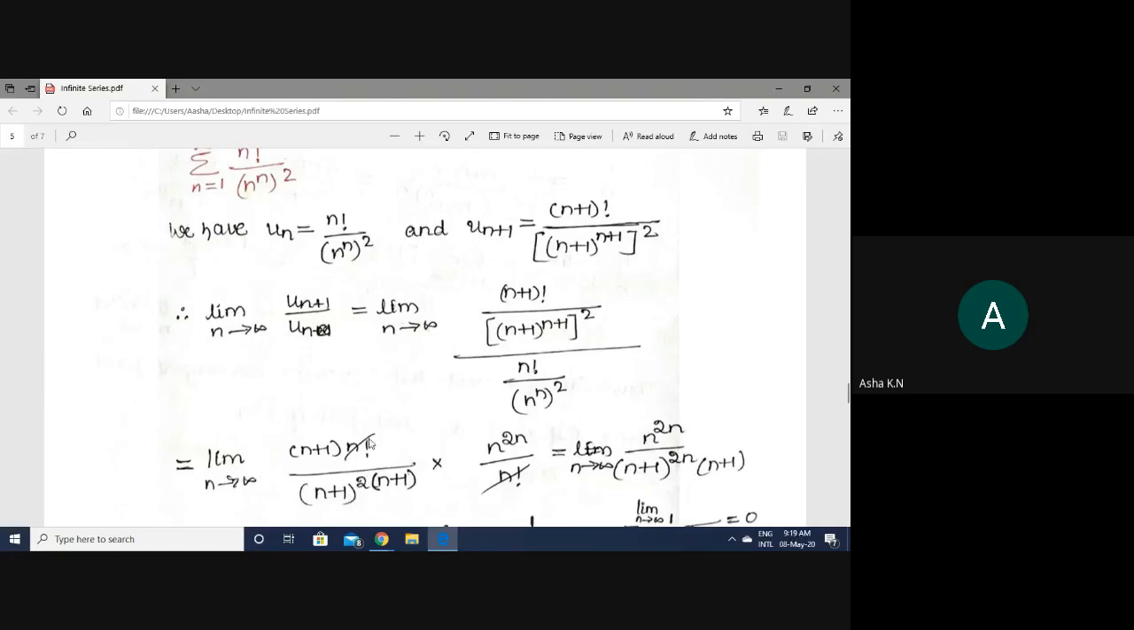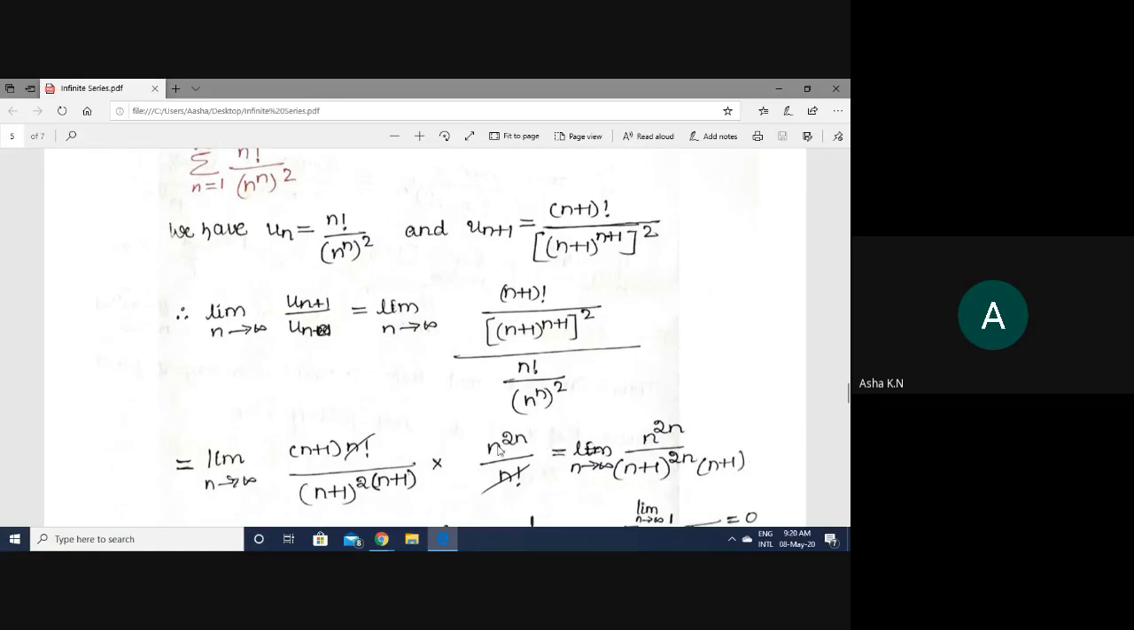But in the numerator you also have n plus 1. That n plus 1 and the whole square in the denominator will get cancelled. So the numerator n plus 1 got cancelled. Now the numerator has no n plus 1, and the denominator, which was a whole square, has become whole power 1.